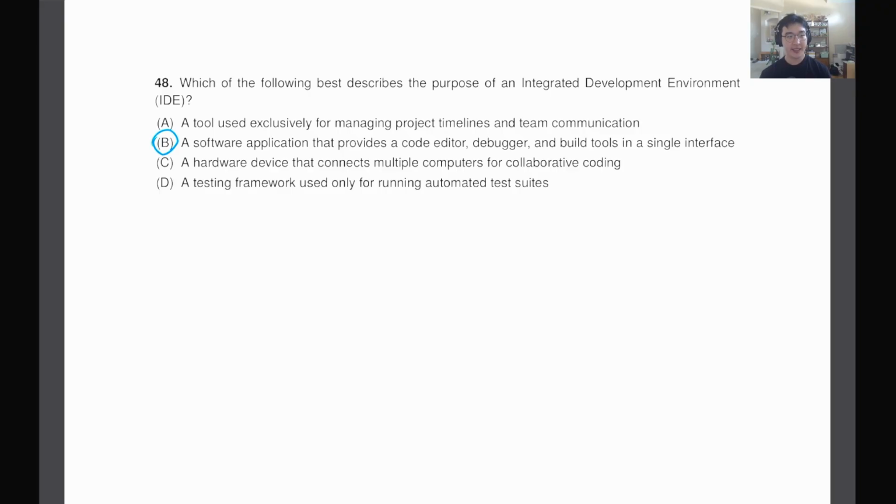C, a hardware device that connects multiple computers for collaborative coding. Not quite either. This might describe what we call a KVM switch, which is keyboard, video, and mouse, that allows you to connect multiple computers. That's not an IDE. D, a testing framework used only for running automated test suites. This would be like a test automation framework like JUnit, PyTest. It's not describing an IDE either. So the answer choice is B. Once again, make sure you have these terms written down: project management tool, IDE, KVM switch, and test automation framework. All right, that's question 48.